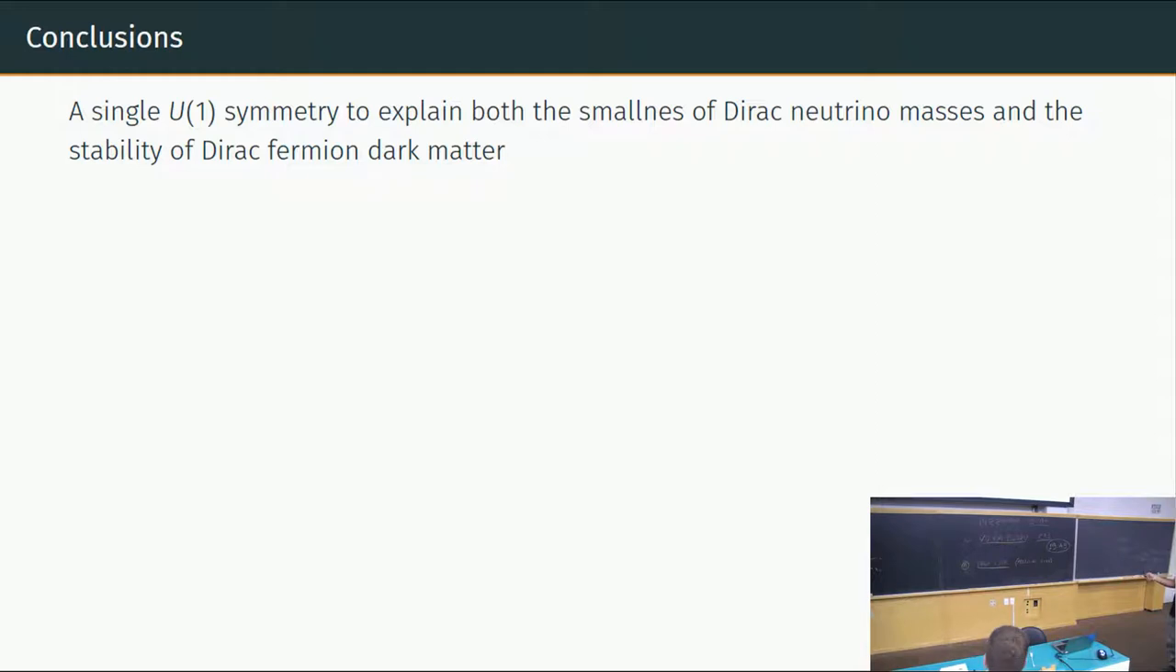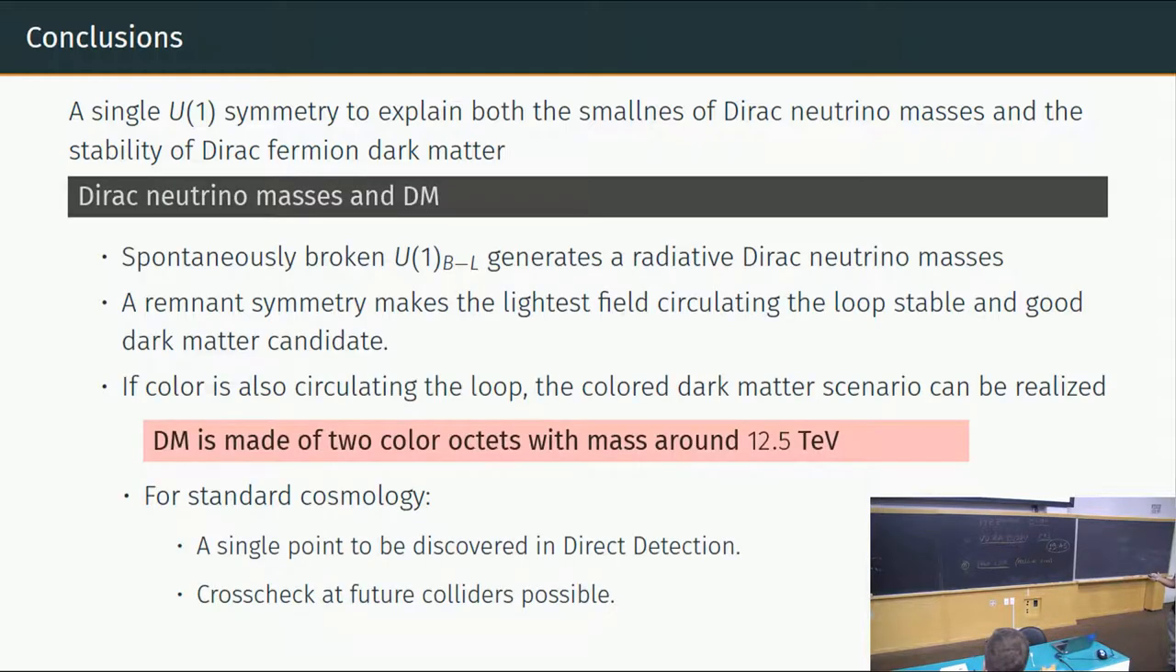And my conclusion is that, in principle, we can exploit both the smallness of Dirac neutrino masses and the stability of Dirac fermion dark matter without any symmetry, with nothing else. That is something new, and this has been already applied for the case of colored dark matter. So thank you.